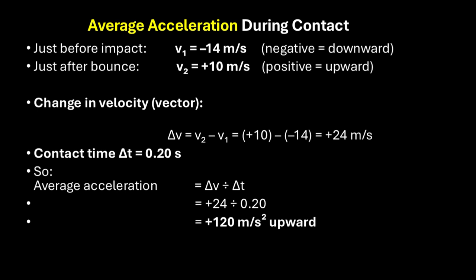Again, bring in direction. Why? Velocity is a vector. Acceleration is a vector. Average acceleration is a vector. Bringing in velocity, taking downwards as negative and upwards as positive, V1 is equal to minus 14, V2 is equal to plus 10. Delta V is V2 minus V1, 10 minus minus 14, 24. Time is 0.2 seconds, which gives 120 meter per second squared as average acceleration.